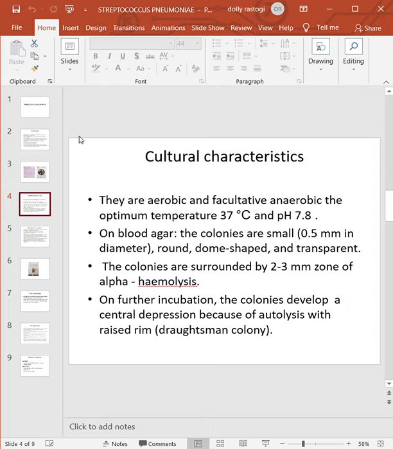Under anaerobic conditions, the colonies on blood agar are surrounded by a zone of beta hemolysis due to oxygen labile hemolysin O. On liquid media like glucose broth, the growth occurs as a uniform turbidity.